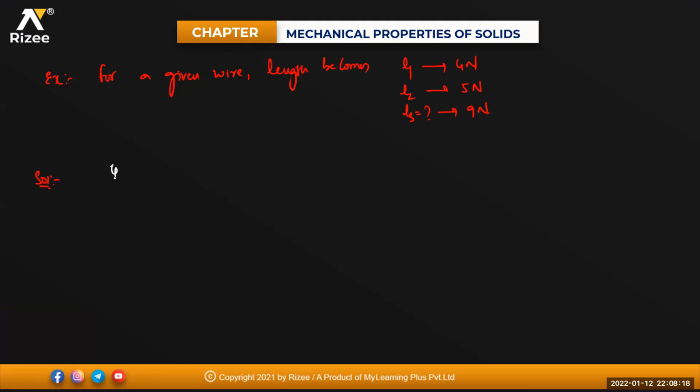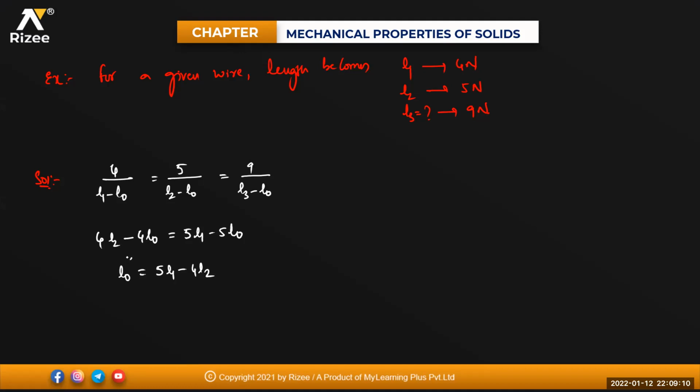So first, the force extension formula I'm writing. F divided by L1 minus L0 is equal to 5 divided by L2 minus L0 is equal to 9 divided by L3 minus L0. Isn't it? So if I take this relation, 4 into L2 minus 4 into L0 is equal to 5 into L1 minus 5 into L0. I'm taking the first two equations. If I simplify, 5L0 minus 4L0 will become L0, that is equal to 5L1 minus 4 into L2. This is the value of your L0.